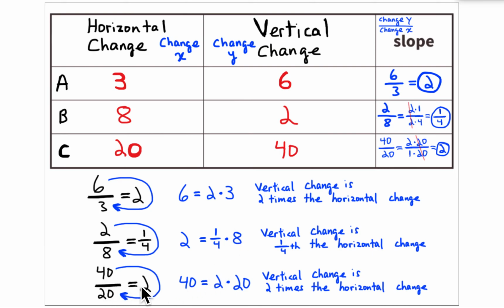So 40 divided by 20 is 2. That tells you that 40 is 2 times this 20. So you need 2 of these 20s to equal that 40. So the change in the vertical direction is 2 times the change in the horizontal direction. So 2 times that 20 equals 40. So the vertical change is 2 times the horizontal change. So this is 2, this is 1/4, and this is 2.